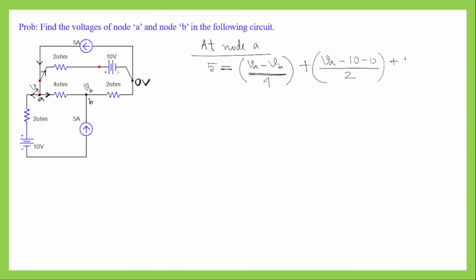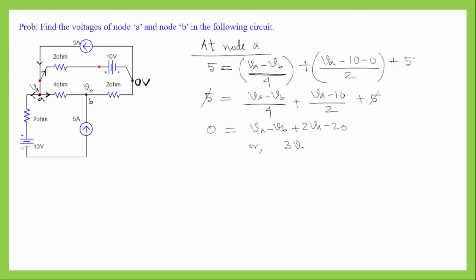And then this is another outgoing current, so this is 5 plus 5, we have 5 on both the sides, so we can cancel both the 5. And then if we simplify further, it will be VA minus VB plus 2VA minus 20, and that will be equal to, on this side we have 0, so it will be 0 into 4, so it will be 0. So final equation will be 2VA plus VA, which is 3VA, and then we have minus VB here, and we have minus 20 here. So if we take it on the other side, that will become plus 20, and this is our first equation.